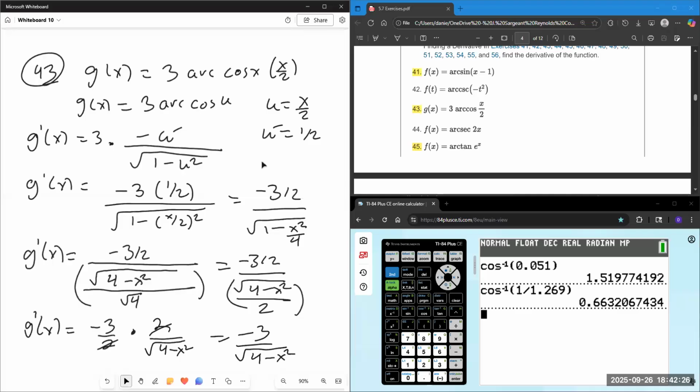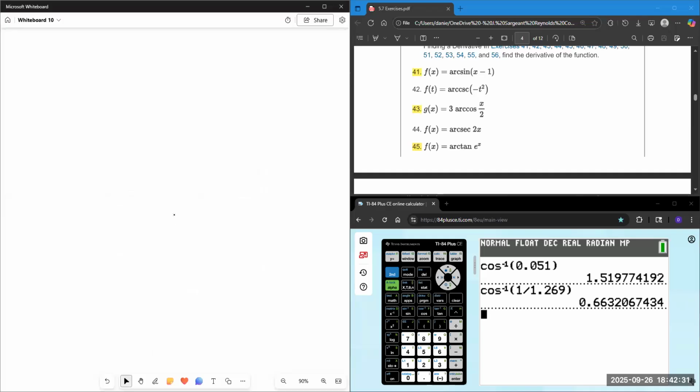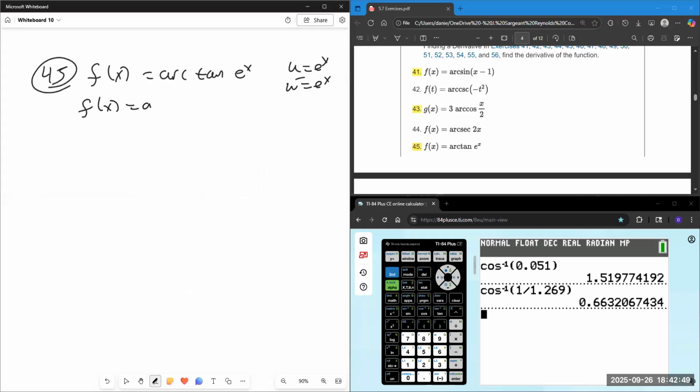So now at number 45. 45 is f of x is equal to arc tangent of e to the x. So u is equal to e to the x, and u prime is equal to e to the x. f of x is arc tangent of u. So f prime of x is u prime over 1 plus u squared, which is e to the x over 1 plus (e to the x) squared, which is e to the 2x.